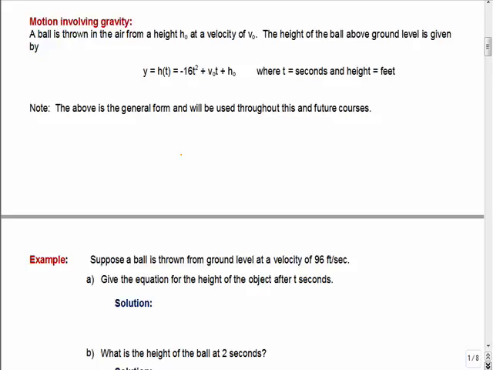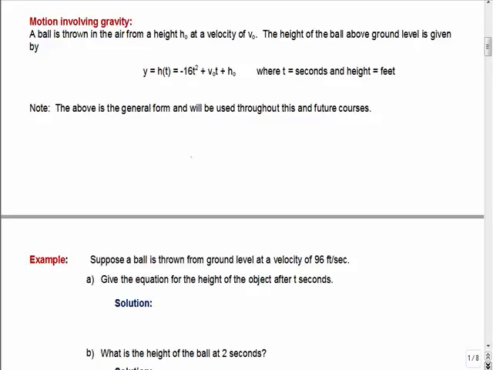The height of a ball above the ground is given by y equals h of t equals negative 16t squared plus v0t plus h0, where t is in seconds and height will be in feet. So you'll notice this is the general form. Typically we are given v0 and we're given h0, but this would be the general form. We'd have negative 16t squared plus, we would substitute in the initial velocity times t plus the initial height.